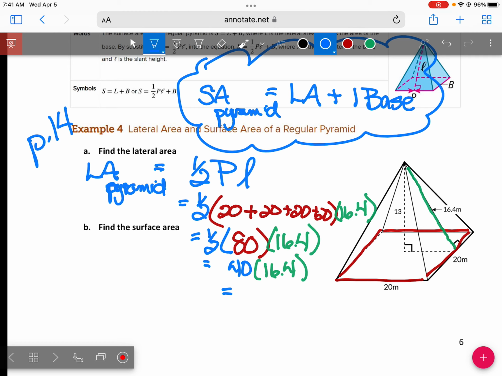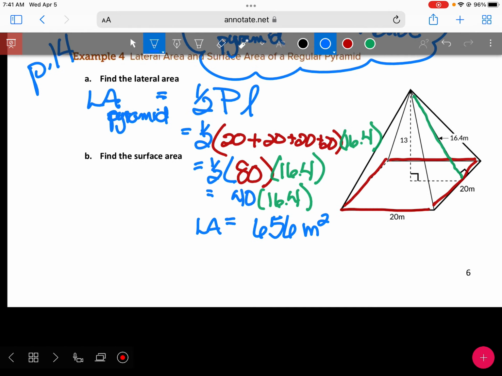Ella? Really? That is correct. Thank you. 656 meters squared. This is surface area. That is just the lateral area. Just the lateral area. Okay?